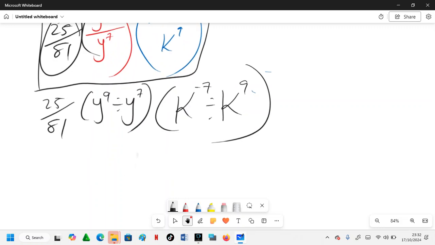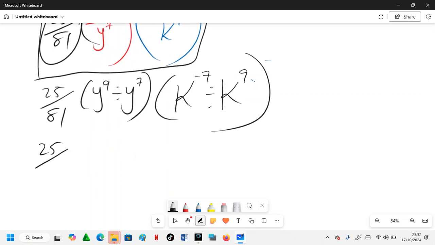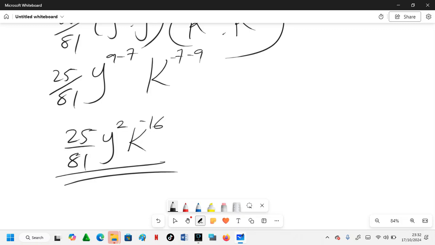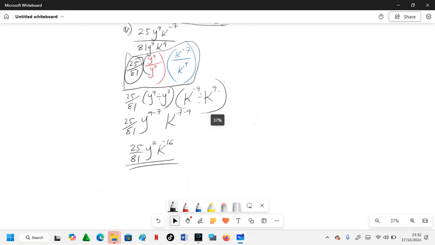below there. So that we have 25 over 81 y, and then 9 minus 7, it's division, k negative 7 minus 9, right? So that our final answer will be 25 over 81 y power 9 minus 7, that is going to be 2, and then k power negative 7 minus 9 is going to be negative 16, right? That will be our final answer.